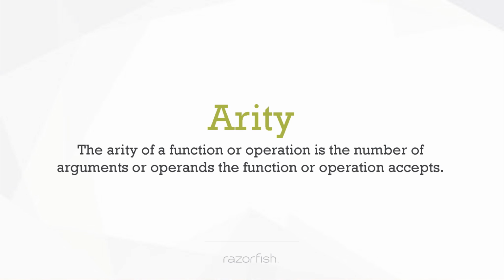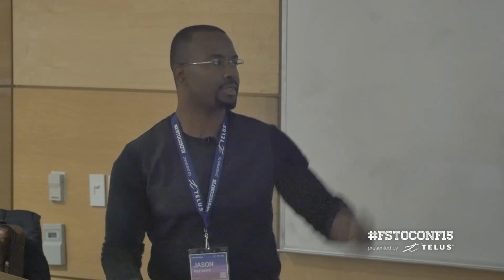Now, what is arity? He knows, but I didn't know till recently. Basically, arity of a function or operation is the number of arguments or operands the function or operation accepts. Basically, how many arguments do you have? That's what that is. So if you have a function, it has 2 arguments. That's the definition of those 2 arguments, basically.